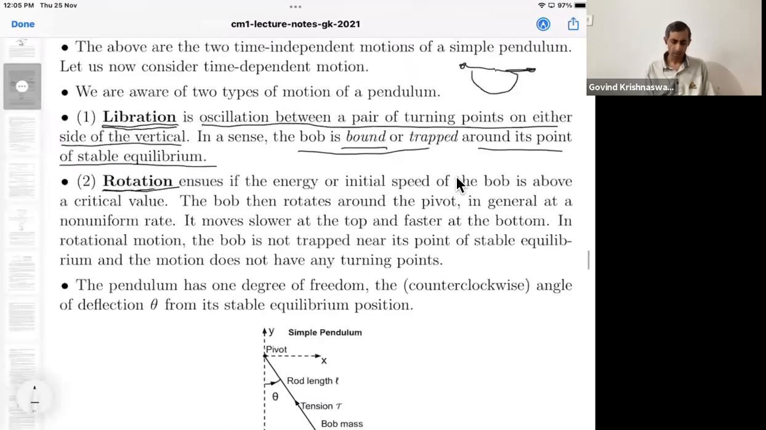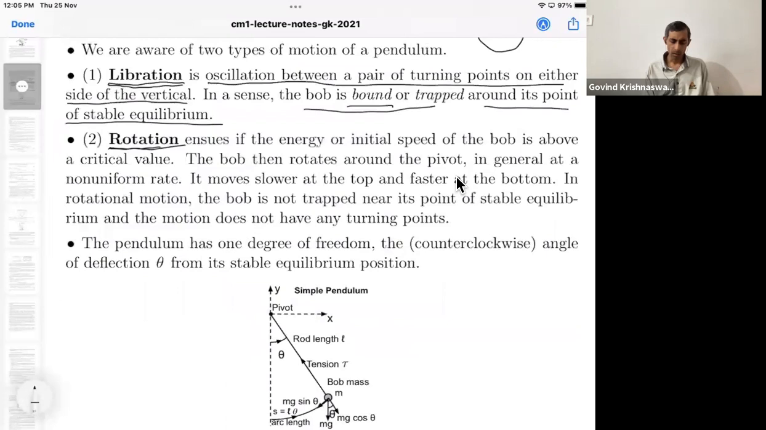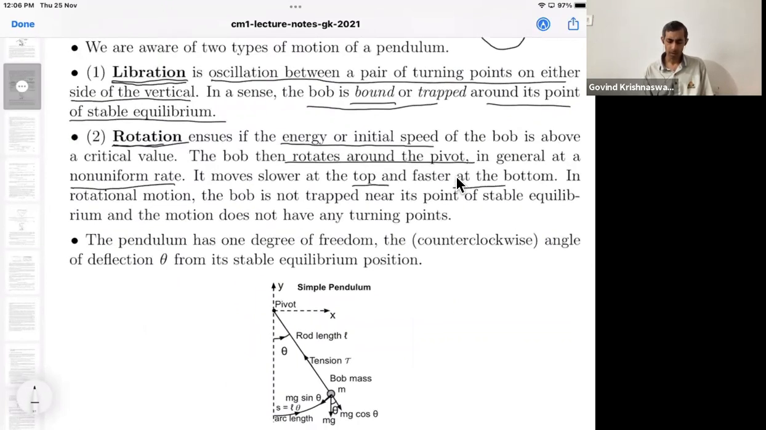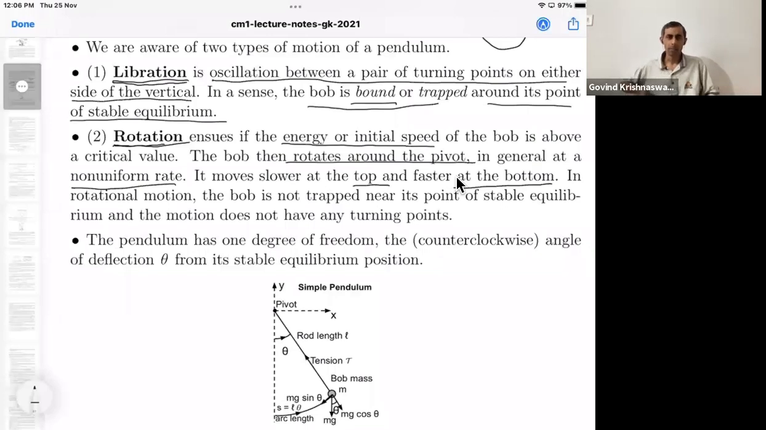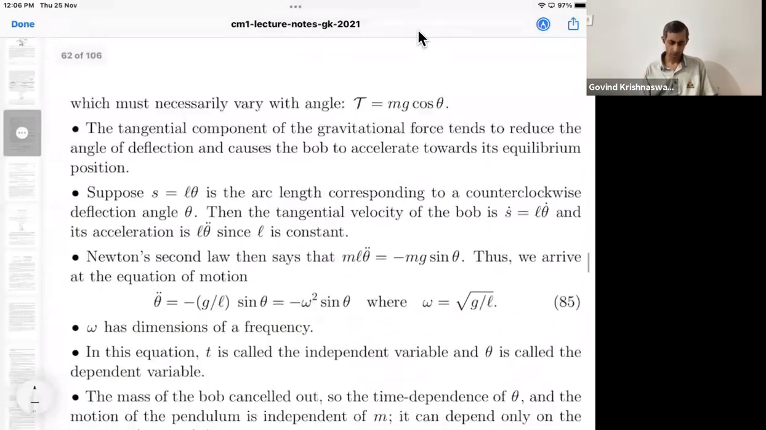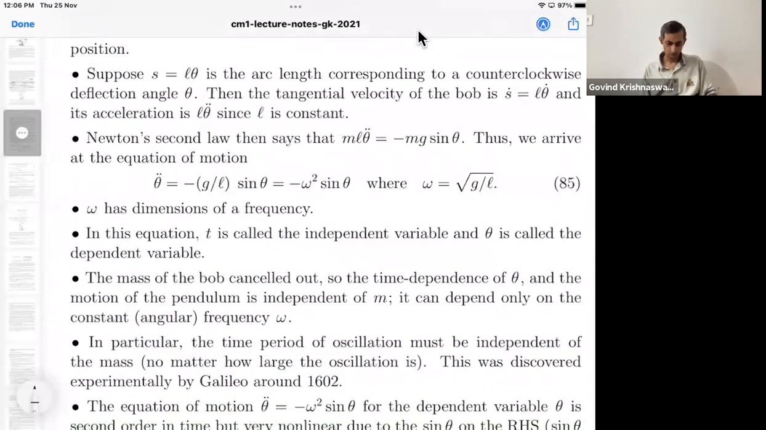Then in rotation, the energy and initial speed are sufficiently large that the bob can go round and round the pivot, in general at a non-uniform rate, with the bob moving slower at the top and faster at the bottom. The reason for this was provided last time. So with this qualitative background, we used Newton's second law to derive the equation of motion. I will not go over that once again.